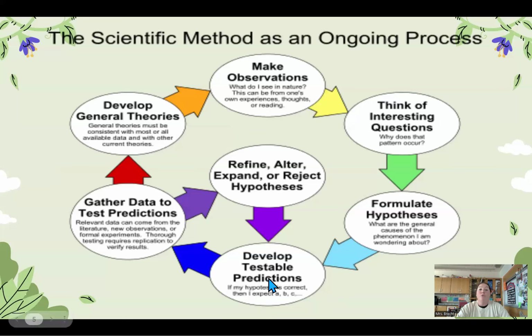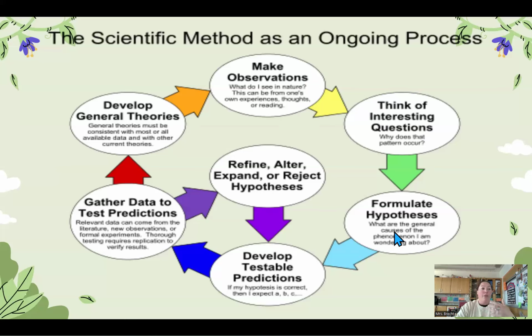Okay. Once you do that, you're going to gather your data, you're going to test those predictions, you're going to carry out an experiment. And then based on your results, you're going to refine that experiment, change it, expand it, accept your hypothesis, reject your hypothesis, and then move on. If you accept your hypothesis, though, generally you can start to develop a general theory. But again, you're going to have to go back into that process. You might not go back to the observation step. You might go back to the interesting questions, like what's something that happened you didn't expect.